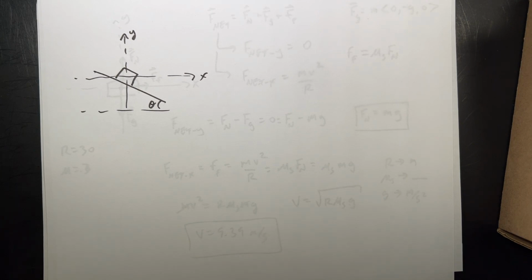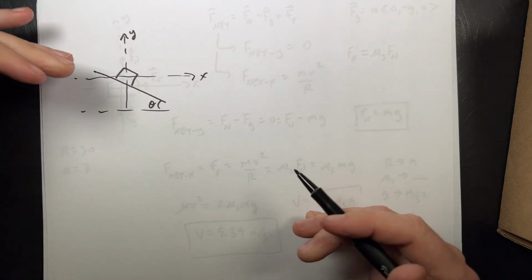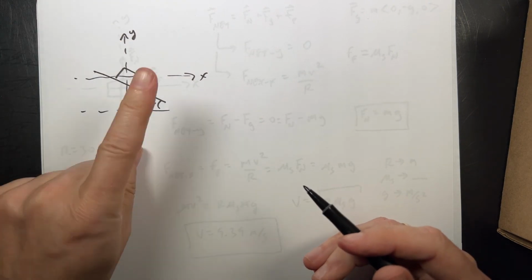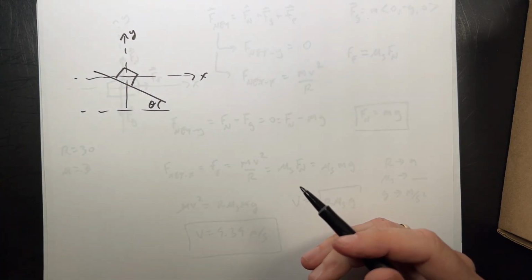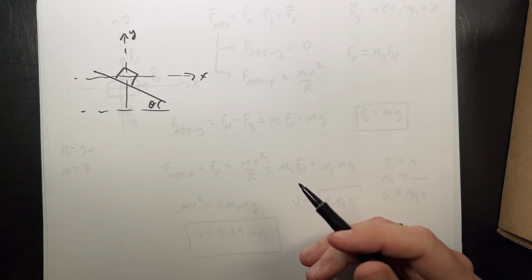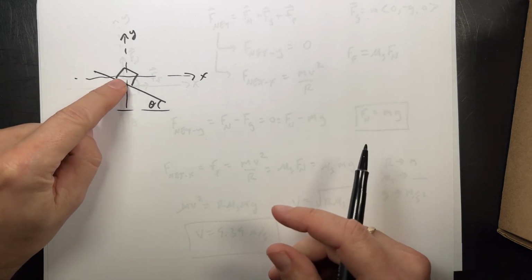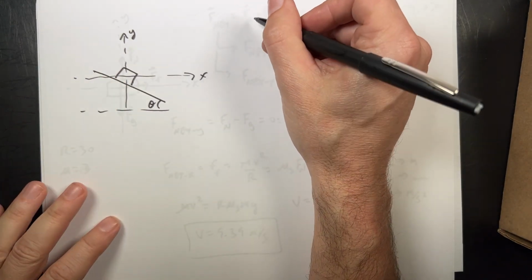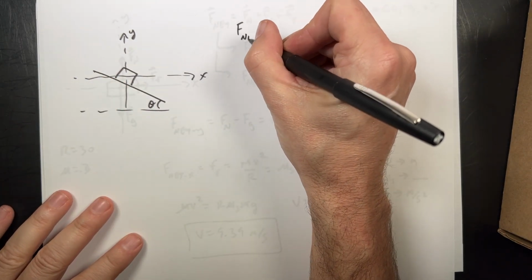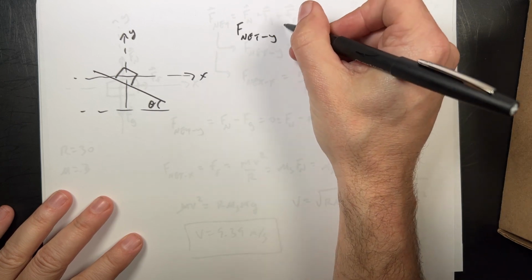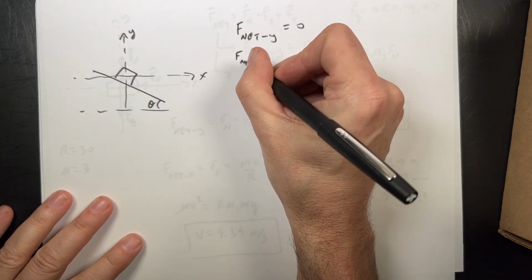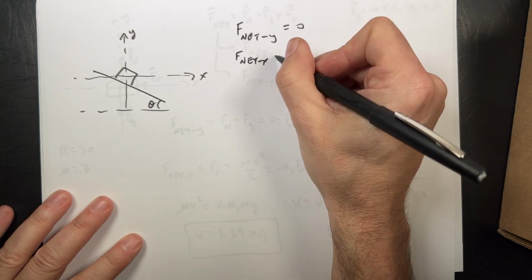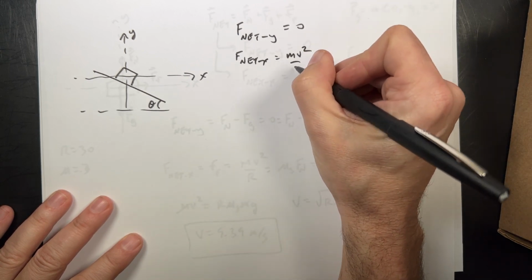Now, you may think, oh, hey, I did an inclined plane problem before, and we put the x-axis in the direction of the plane. Don't do that. Because we want the change in momentum, we want one of the axes to be in the change in momentum direction. I still want to say f net y is equal to 0, f net x equals mv squared over r.